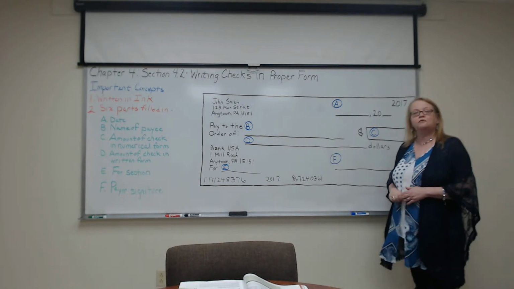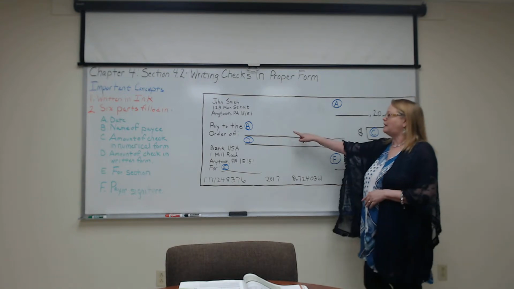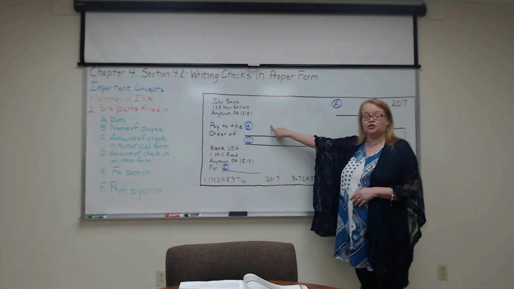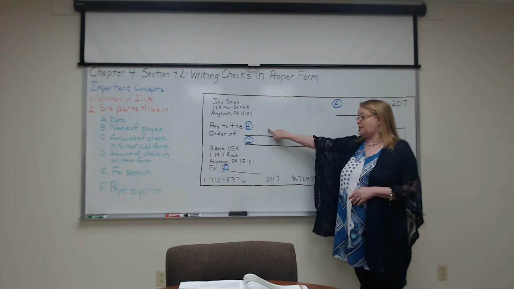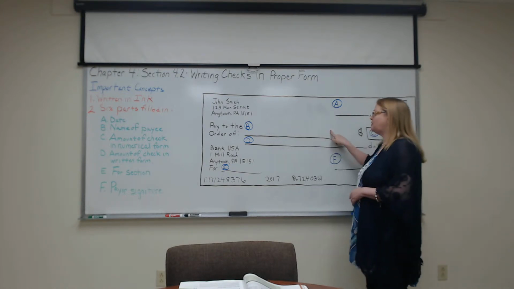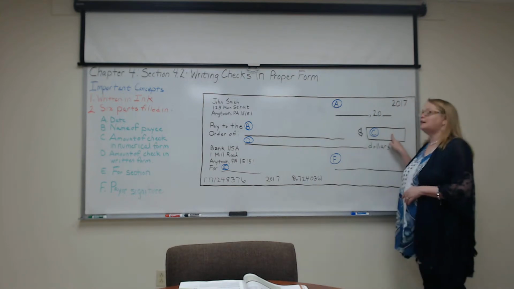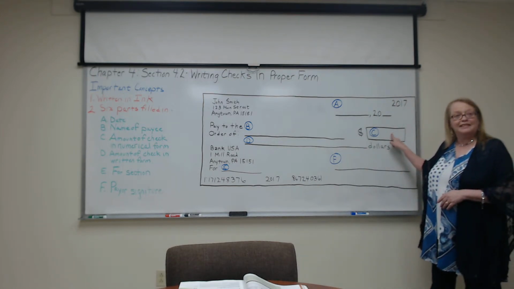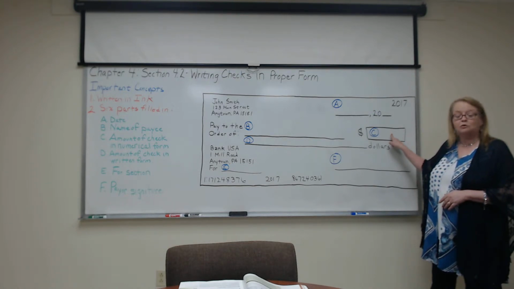The next thing that you write in is the name of the payee. Who's getting the money? Who's going to be receiving the money for this check? That name is B, and it gets filled in right here. C is the amount of the check being written, and you write in this section in numerical form, so we're using the actual numbers.